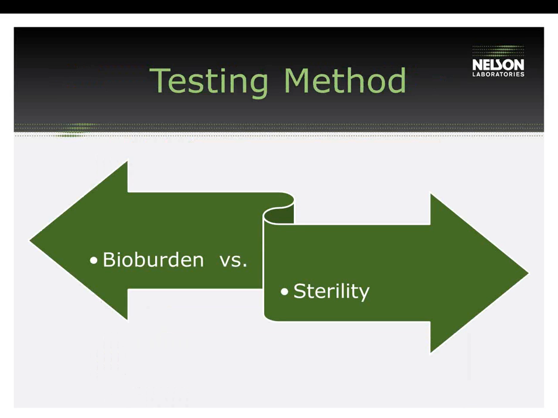There are two test methods that can be utilized for the process validation. One of the methods is bioburden, which gives you a count and a quantitative analysis, and the other one is a sterility method, which gives you a qualitative analysis and gives you a result of growth or no growth. The most common test is the bioburden method for tissue process validation.